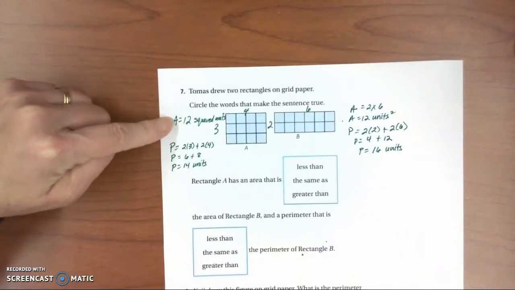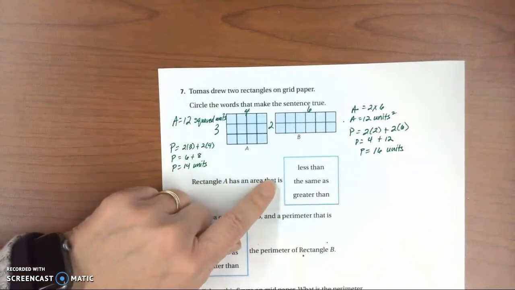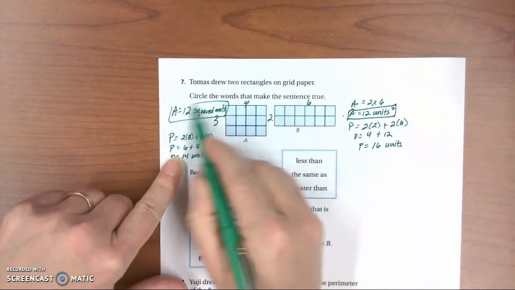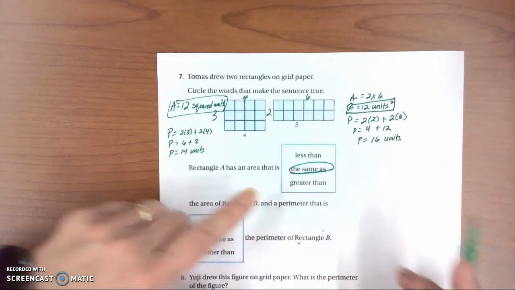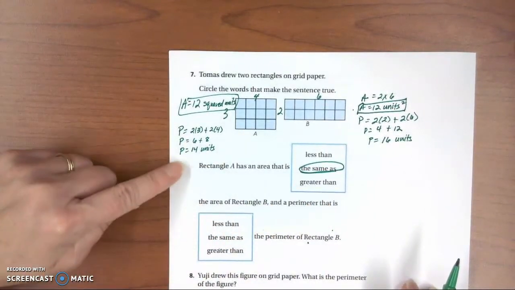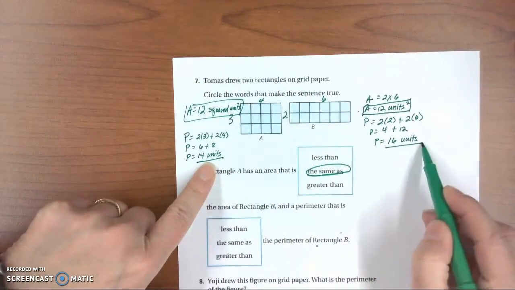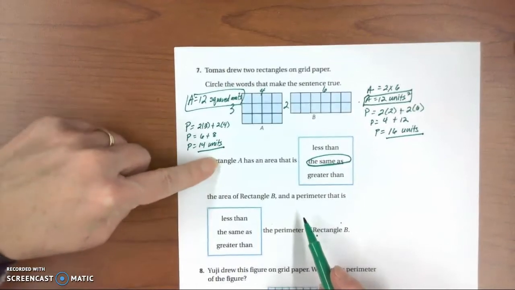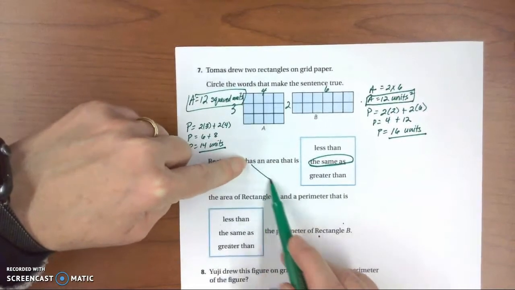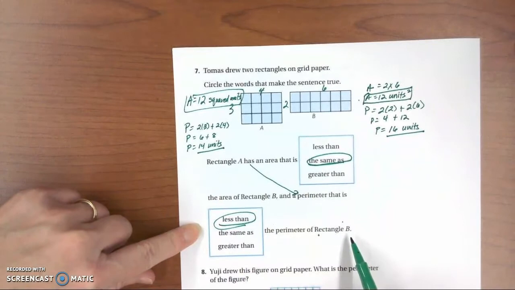So the area of rectangle A is 12. The area of rectangle B is 12, so that means that the area is the same as the area of rectangle B. And the perimeter that is, so the perimeter of the first one is 14 units, the perimeter of the second rectangle is 16 units, so back to A, perimeter that is, rectangle A has a perimeter that is less than the perimeter of rectangle B.